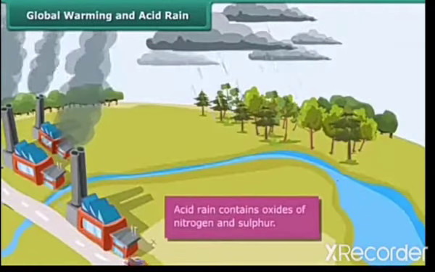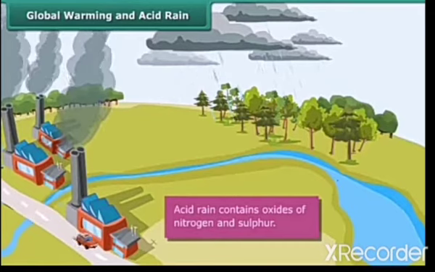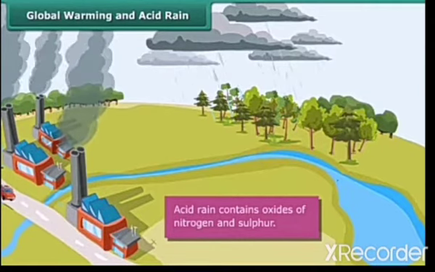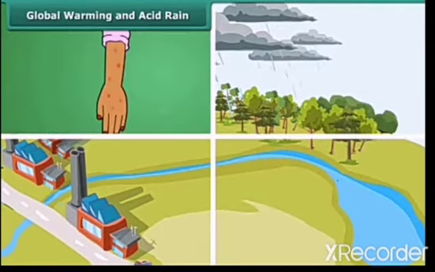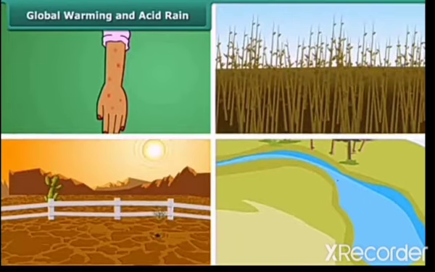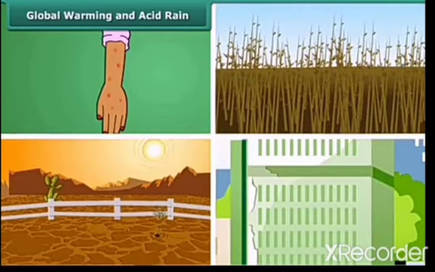Another harmful effect of air pollution is acid rain. Rainwater contains oxides of sulfur and nitrogen, released from the industries and petrol engines, in dissolved state. It may cause huge damage to skin, soil, standing crops, and buildings.